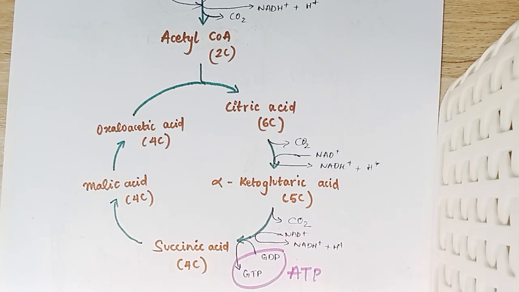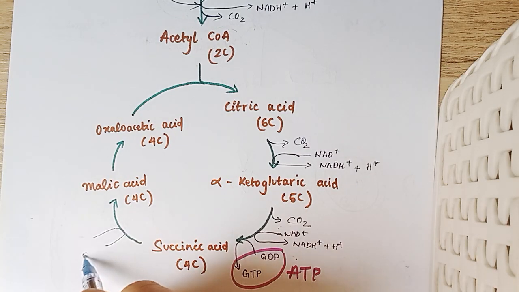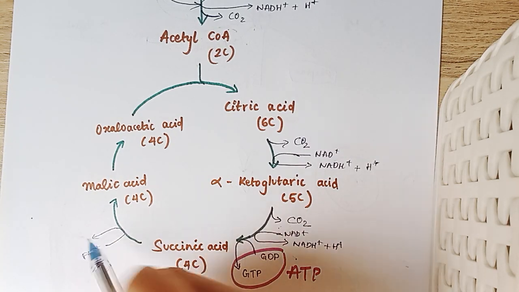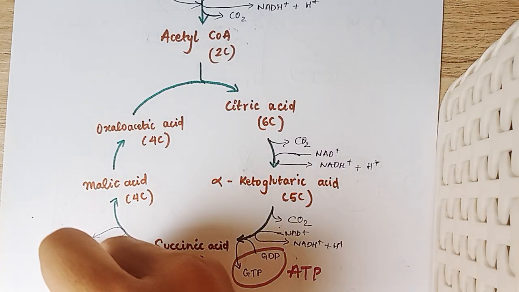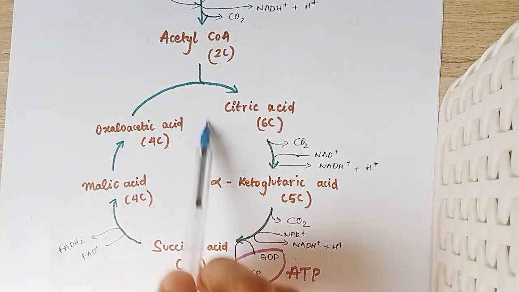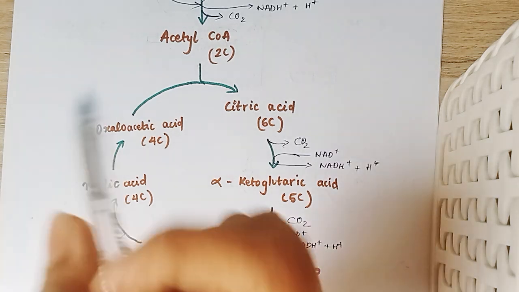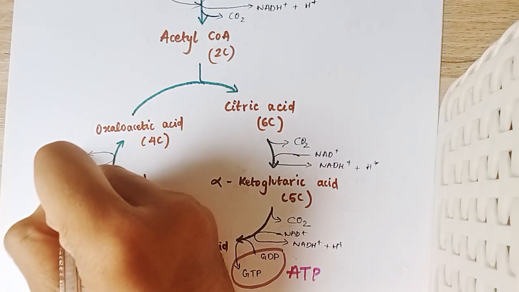For isomerization, or to change the structure into something else, you use FAD plus and convert it into FADH2. Whatever I'm telling is a trick to help you learn this. If you learn it in this way, this is going to be really easy. And then finally, again, malic acid is isomerized to oxaloacetic acid. And again here, NADH plus is formed from NAD plus.